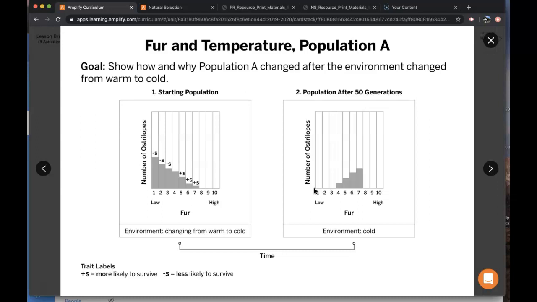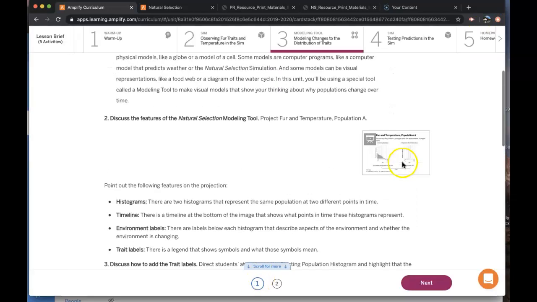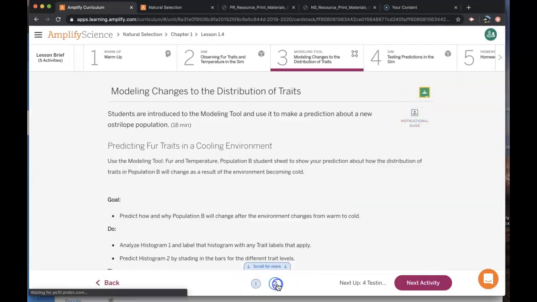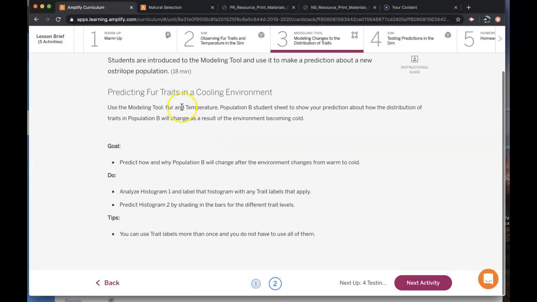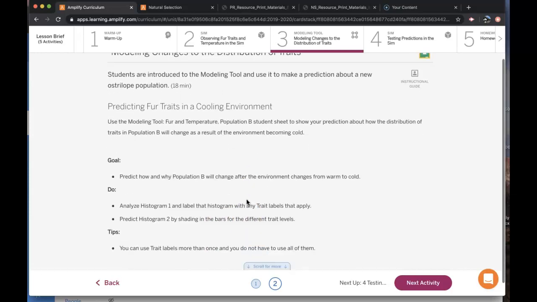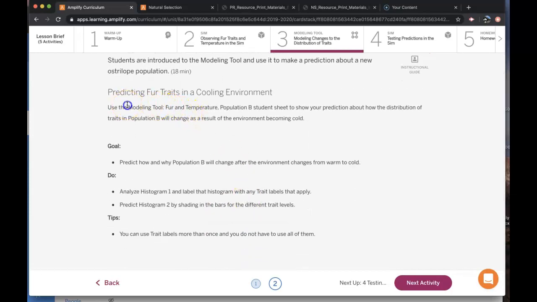You're going to continue to investigate what causes the distribution of traits in a population to change as you create another model. So you are going to be doing population, so fur and temperature, population B. So at this point, this is a modeling tool where your teacher would be handing you a piece of paper in class, or you'd be downloading something to Notability. So that's what you're going to be doing, is you're going to have to download this modeling tool into Notability.